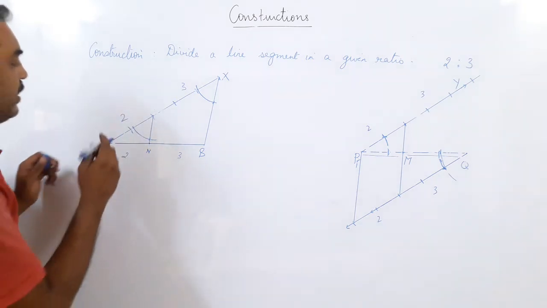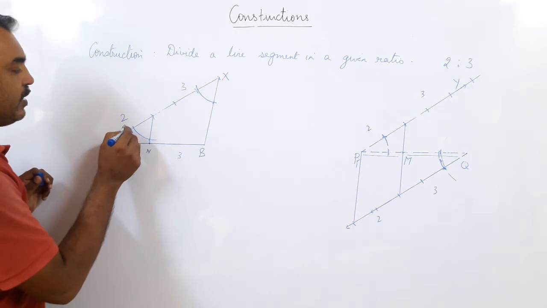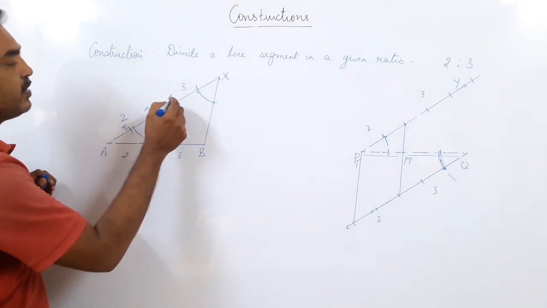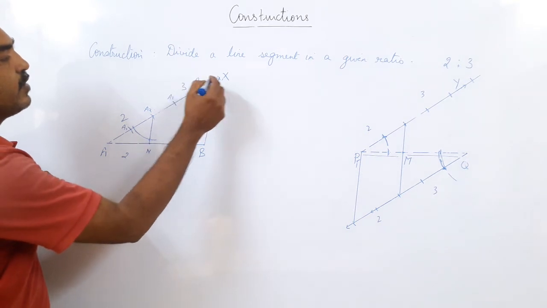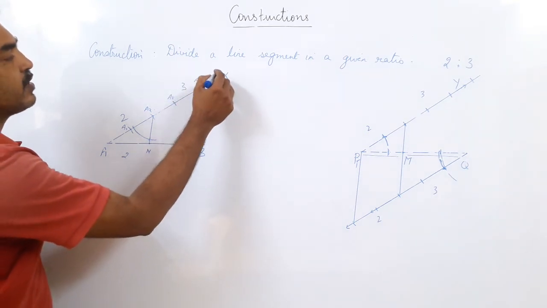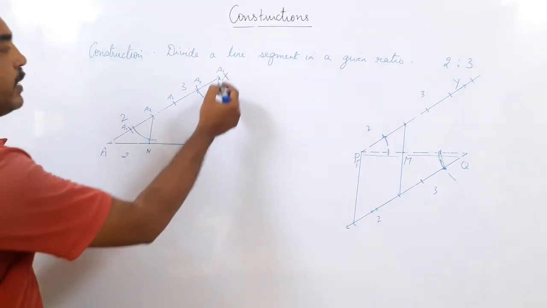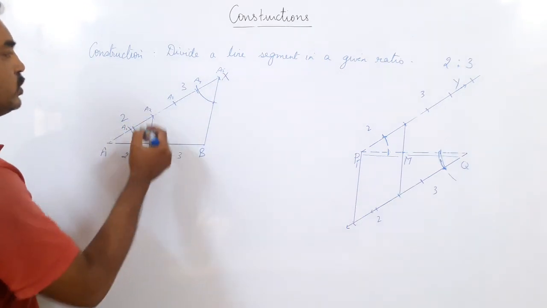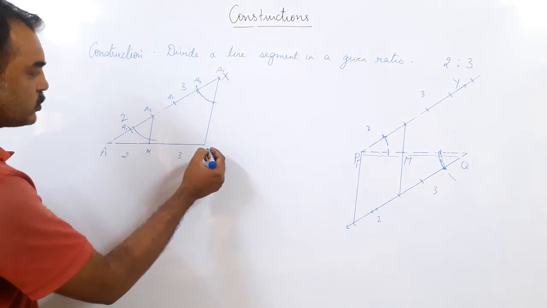I can call this A, this A1. Taking A1 as the center, I cut A2. Taking A2 as the center, I cut A3. Taking A3 as the center, I cut A4. Taking A4 as the center, I cut A5. Now A5 I join to B, because this is the fifth part. So this is the ratio 2:3. So A5 corresponds to B.